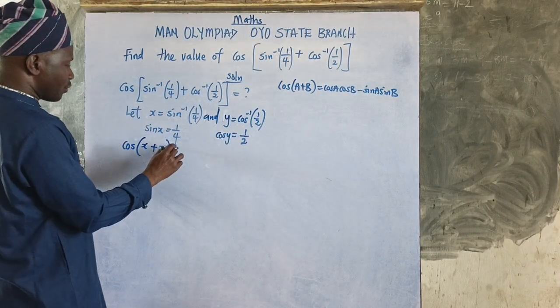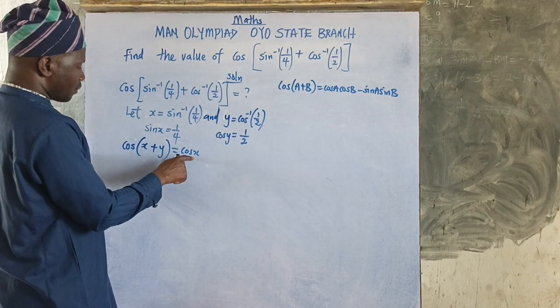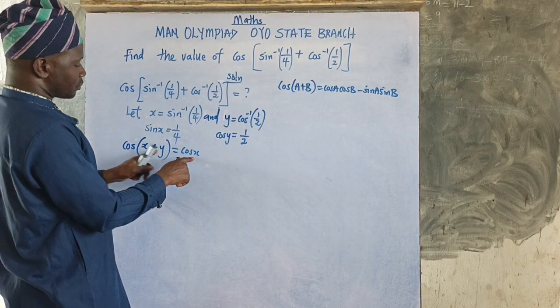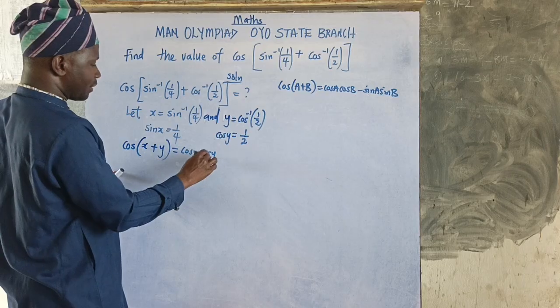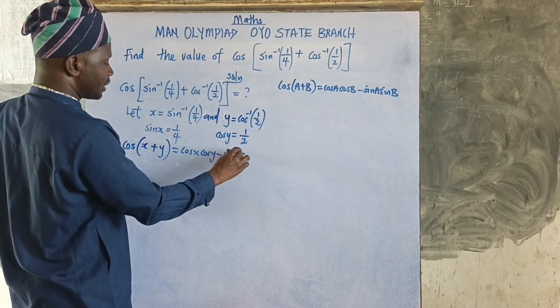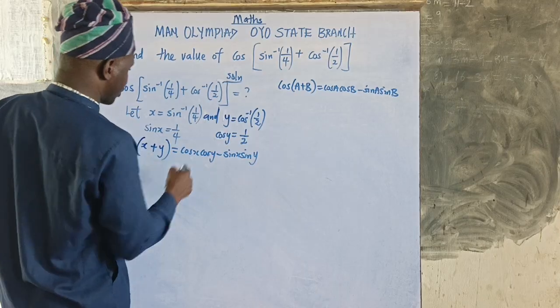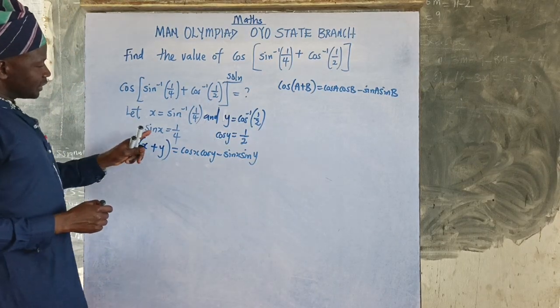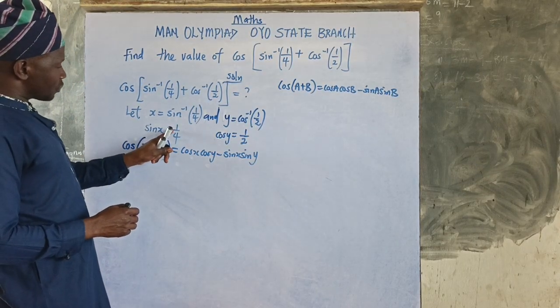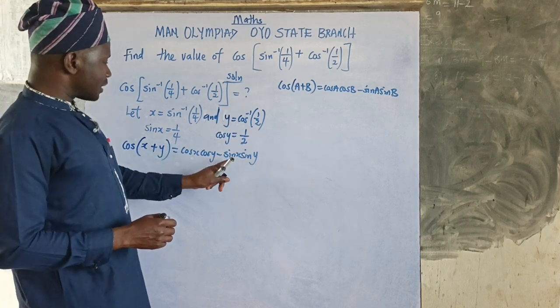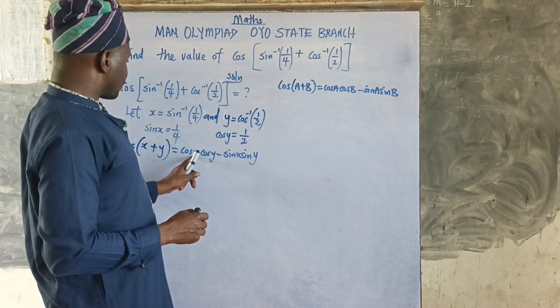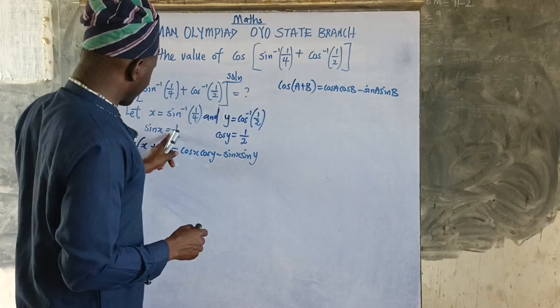So therefore, a equals x, b equals y. Cos x cos y minus sine x sine y. This is the formula we are going to use because this equals this under the compound angle formula. And in this question we are given sine x equals 1 over 4. So we have sine x here. Then we have cos y, but we need to obtain cos x with this information here.